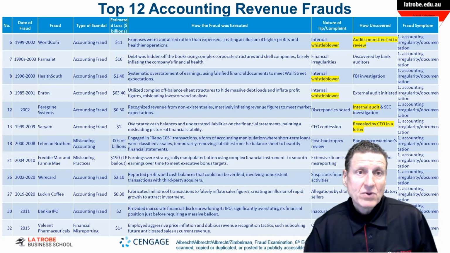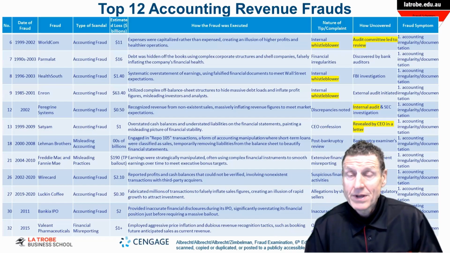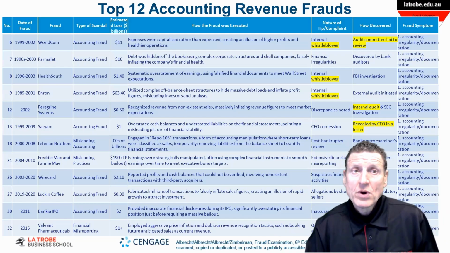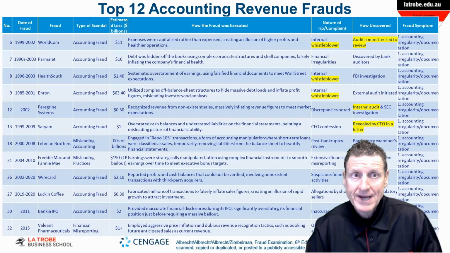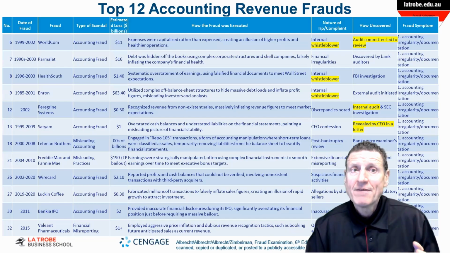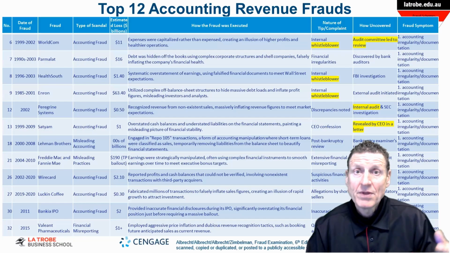Okay. And if you look closely at this table, what I did was I got WorldCom, $11 billion, that's on the first list. How the fraud was executed: expenses were capitalized rather than expensed, as I mentioned in the previous slide, creating an illusion of higher profits and healthier operations. And then I said, well, how was it found? Internal whistleblower. And how uncovered? The audit committee led a review into the practices of accounting. And then that's how the accounting symptom or the fraud symptom got found out.